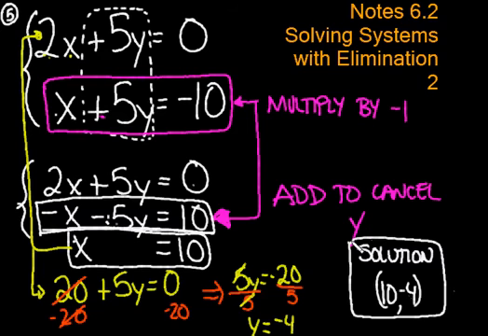Basically what we're doing now is we're taking this extra first step of multiplying some entire equation by negative 1 so that we can change it just a little bit so that when we add, one of the variables cancels out. Remember, our whole goal is to get rid of one of the variables. Okay. So let's see again. We're going to do another one.